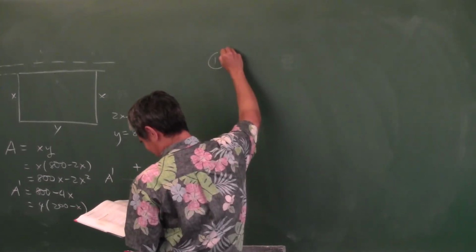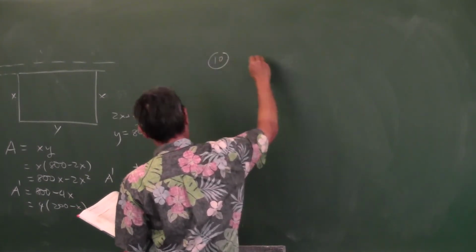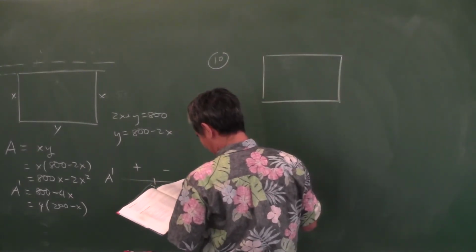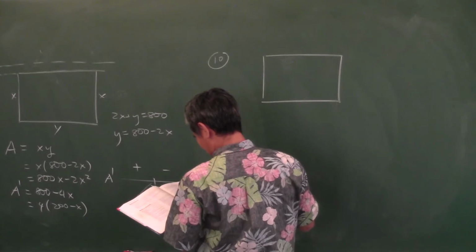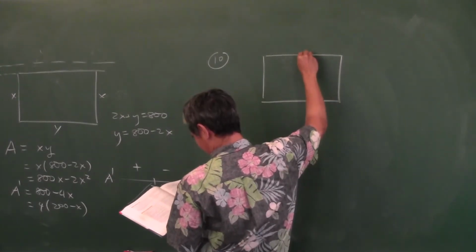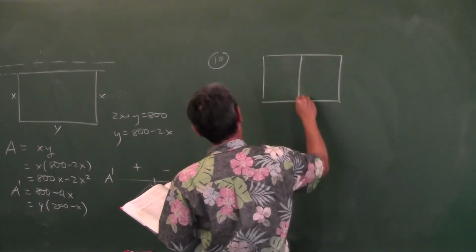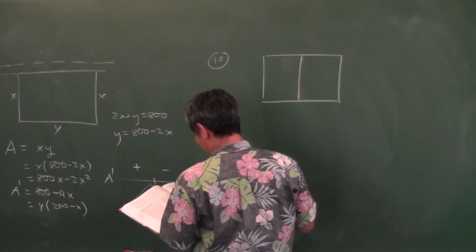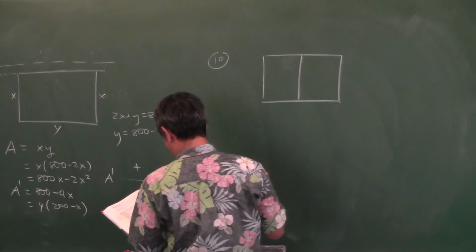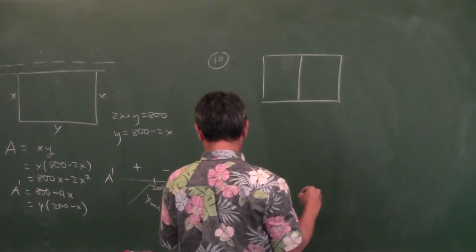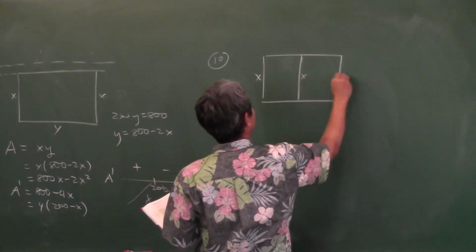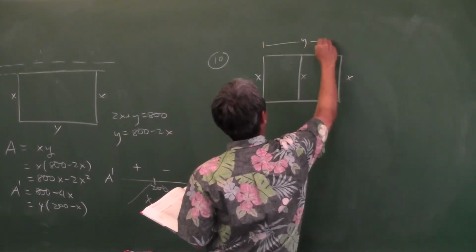Number 10, the shortest fence. Okay, so it's kind of like the same thing, except you have a rectangular pen, a pea patch, and you're going to enclose it by a fence and divide it into 2 equal parts like this by another fence parallel to one of the sides. What dimensions for the outer rectangle will require the smallest total length of fence? Okay, so why don't we call this x, x, and x, and call this y?